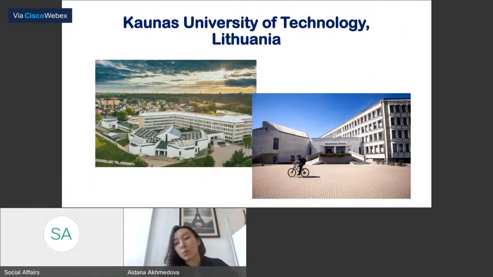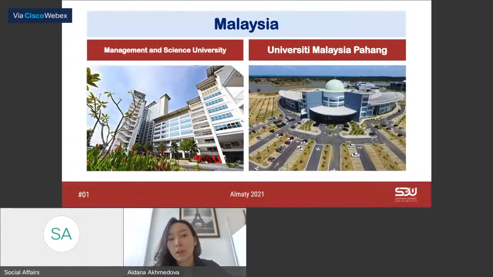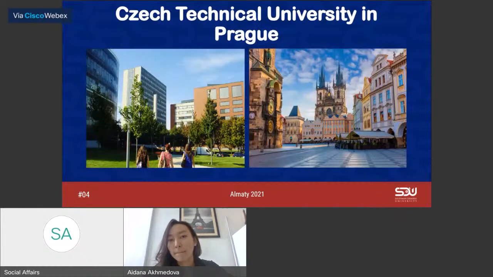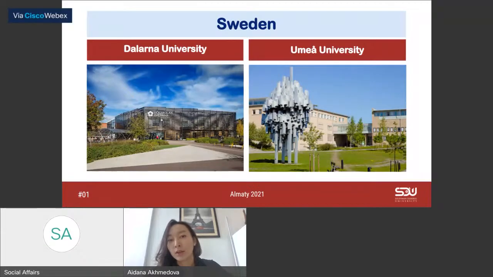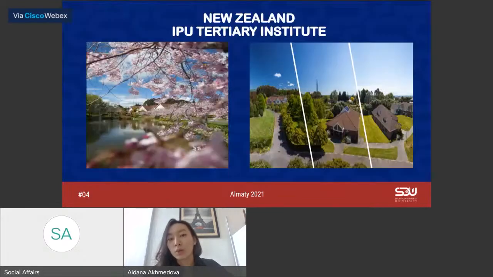Kaunas University of Technology in Lithuania, mostly students from the engineering faculty choose this university. In Malaysia, we have Management and Science University and University of Malaysia Pahang. Okay, we have partners from Sweden, Latvia University and Umeå University, and New Zealand.